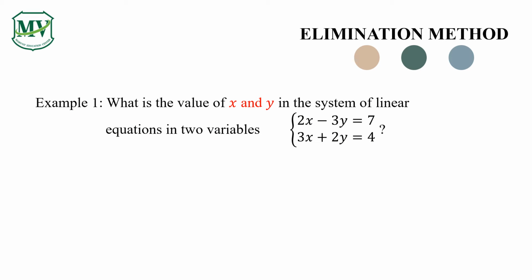Example number 1. What is the value of x and y in the system of linear equations in two variables? 2x minus 3y is equal to 7 and 3x plus 2y is equal to 4. A. Negative 1 and 2. B. 4 and 7. C. 2 and negative 1. D. 11 and 3.